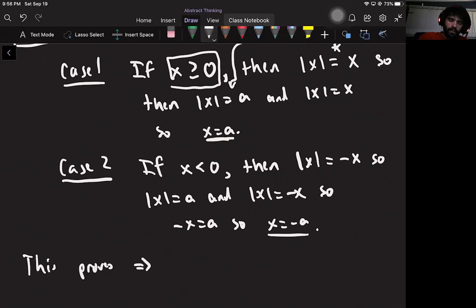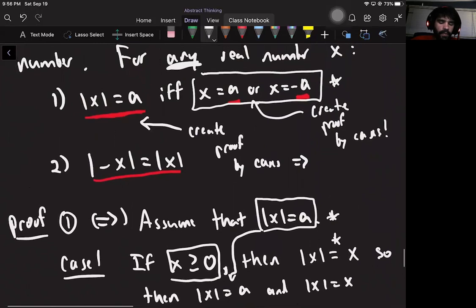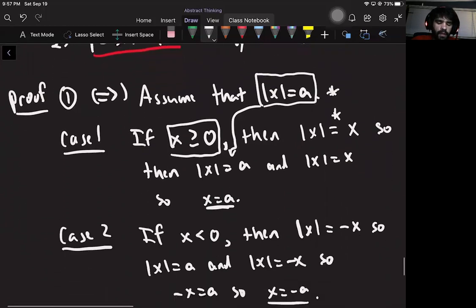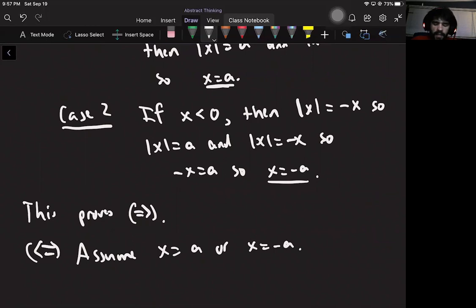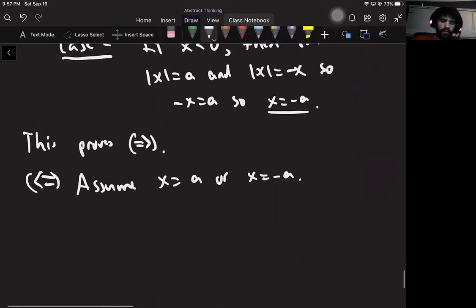That if I start with a real number and I take its absolute value, and it's equal to a, then that means that the number I started with has to be a or negative a. Okay, so now I have to go backwards, which means that I'm assuming that x equals a or x equals negative a. And this naturally establishes a proof by cases. Same thing: what happens when x is a and what happens when x is negative a?